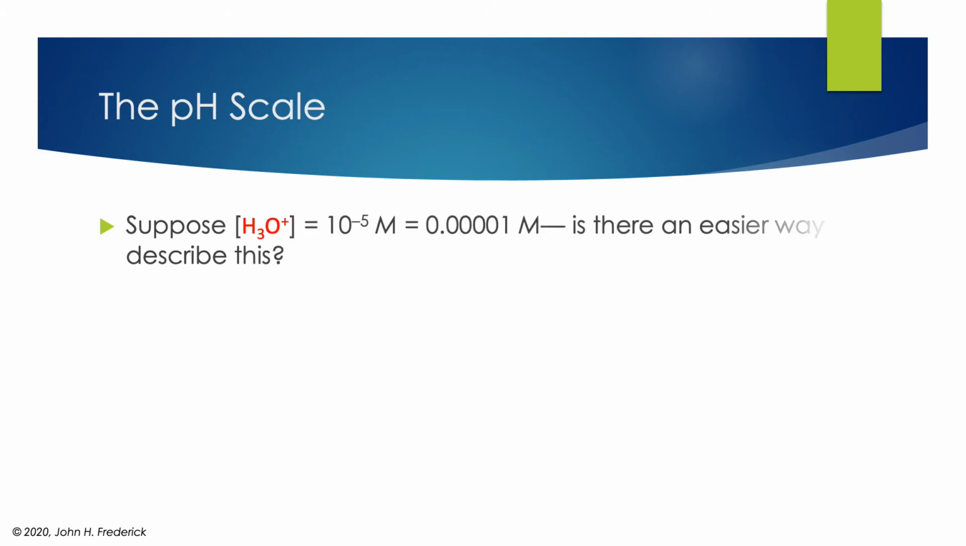Now, I want to illustrate this with a little bit of an example. Let's suppose we have a solution where the hydronium ion has a concentration of 10 to the minus 5 molar. So if I write that out in decimal form, it's going to be 0.00001 molar. And what I want to know is there an easier way to describe this?